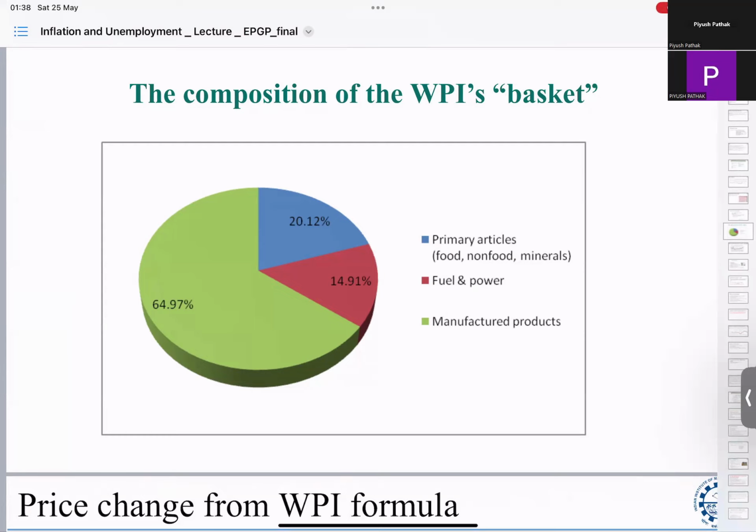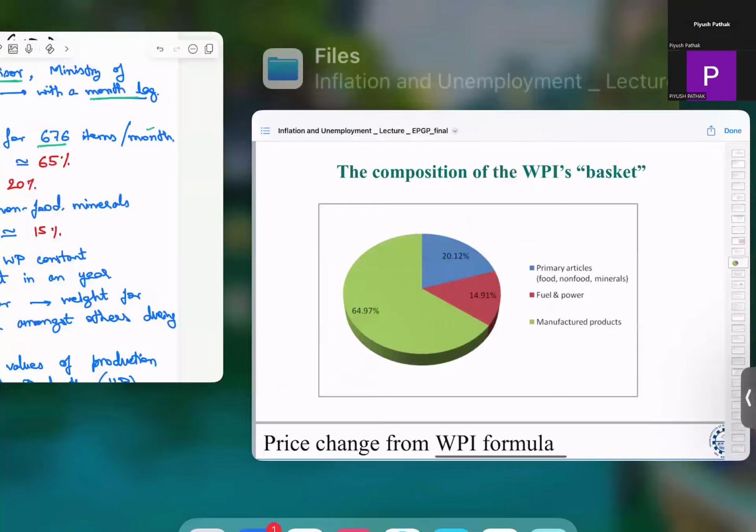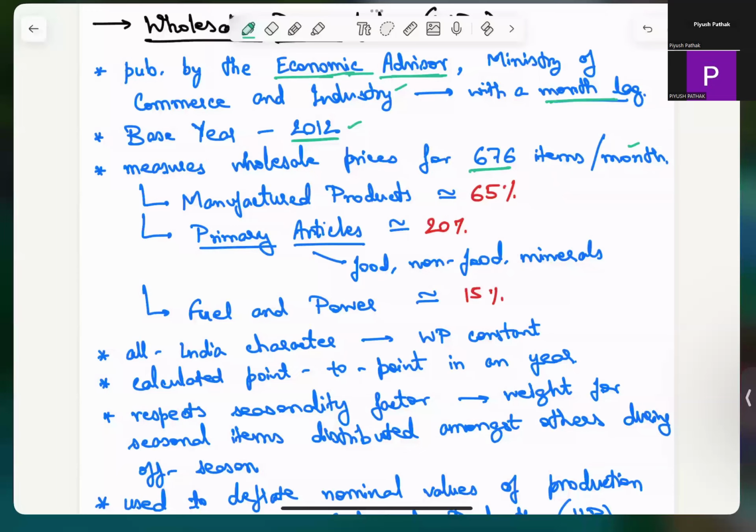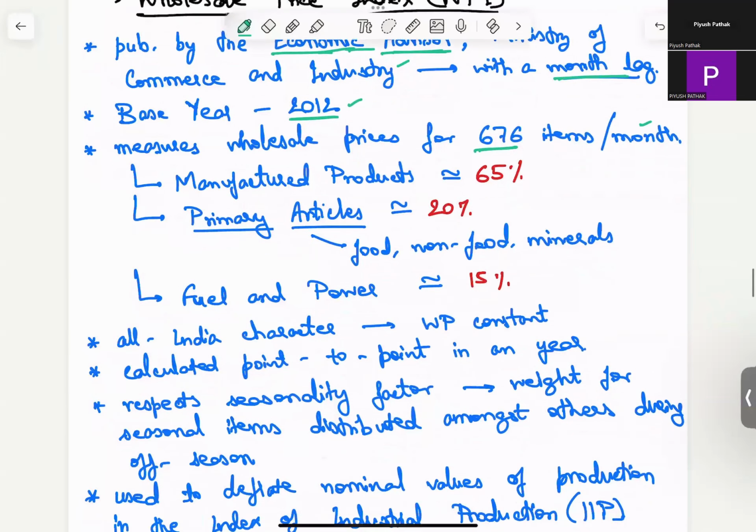So that changes. And then the major chunk is manufactured products. I'm sorry, I just read that pie chart differently. The green part is manufactured products, 60%, and then 20% is primary articles, and again another 15% is fuel and power. Okay. Now going back to our notes, yeah, we have already noted that.